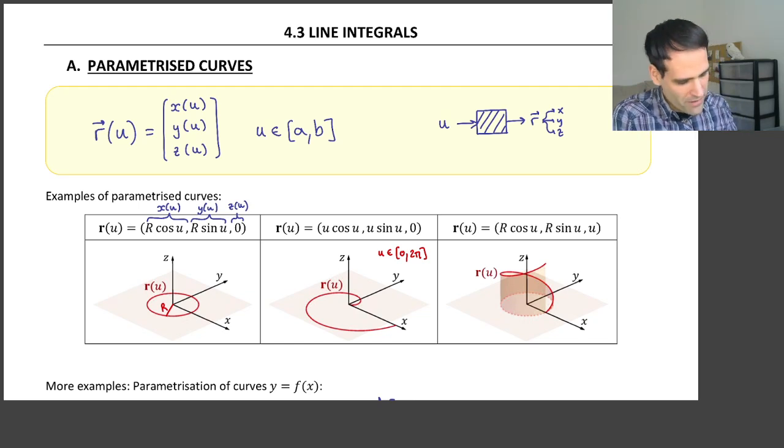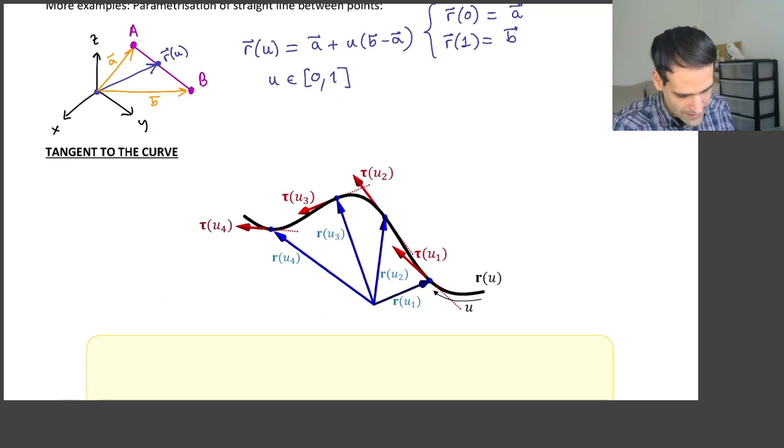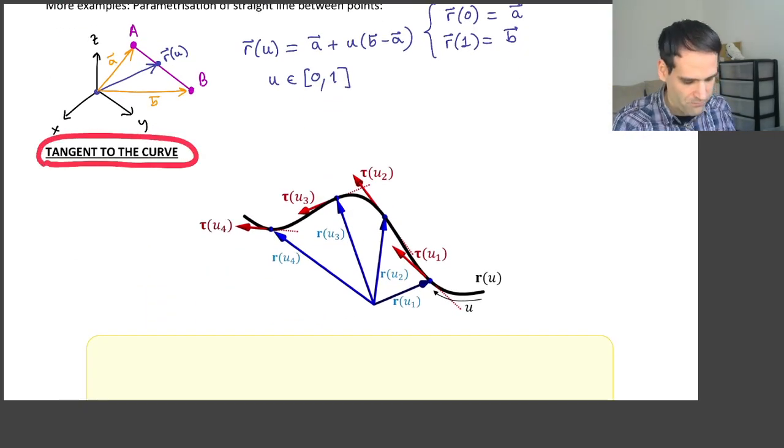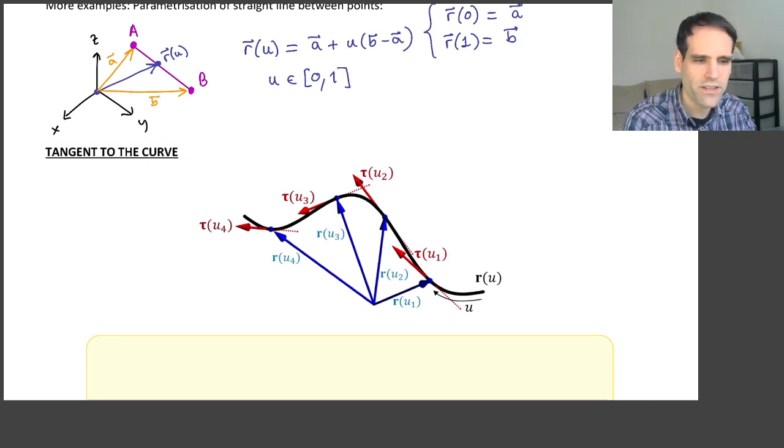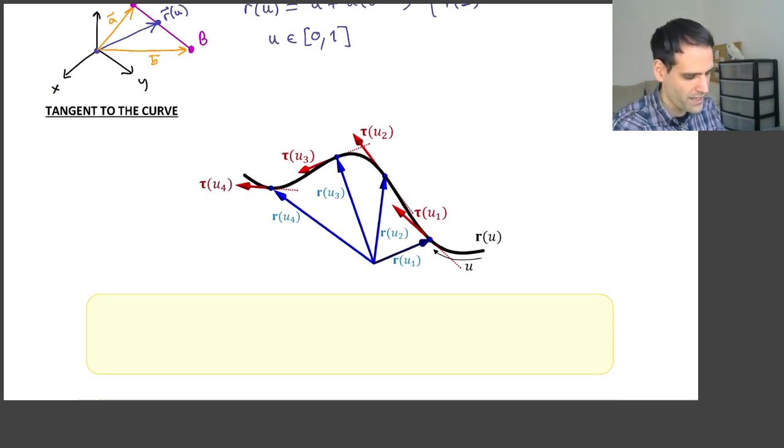So once we have our parameterized curve, given as a vector function of a parameter, we need to be able to calculate the tangent to the curve, okay? And this is something that you already saw in a past chapter when we did differentiation of vectors, but it's worth seeing it again, okay?